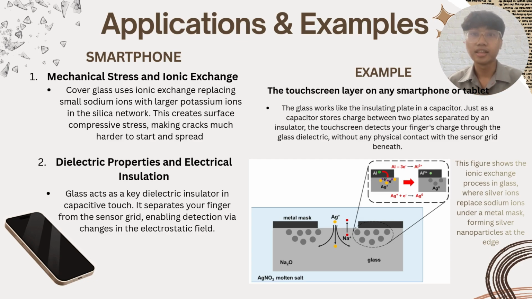Glass here acts as a dielectric insulator in a capacitive touchscreen. It separates your finger from the sensor grid below, allowing the screen to detect touch through changes in the electric field, almost like an invisible capacitor. So really, the glass isn't just for protection, it is an essential part of how touch technology works.